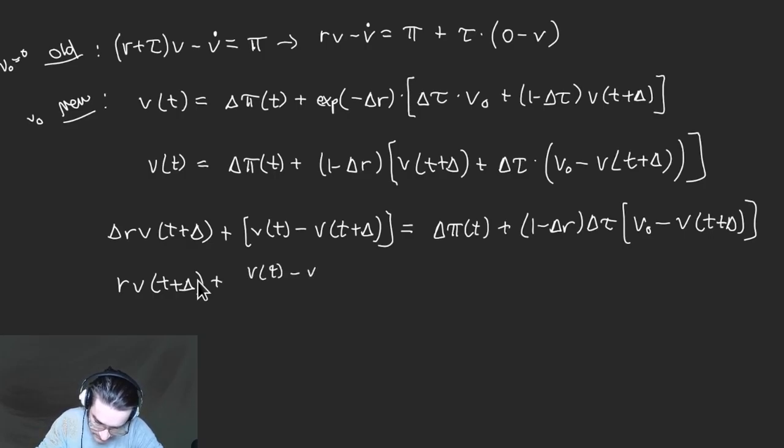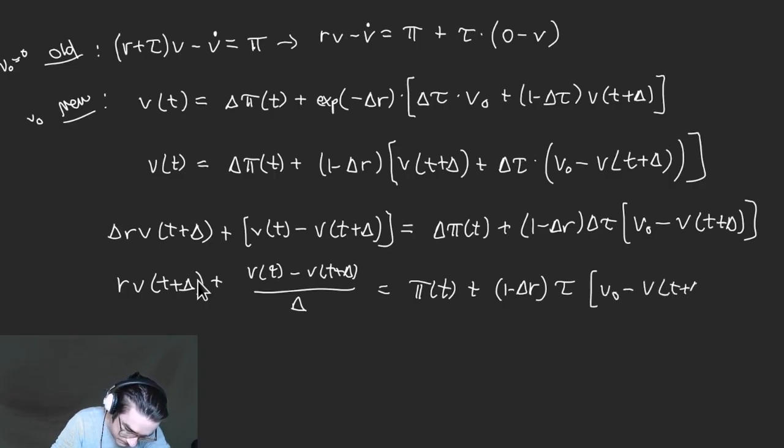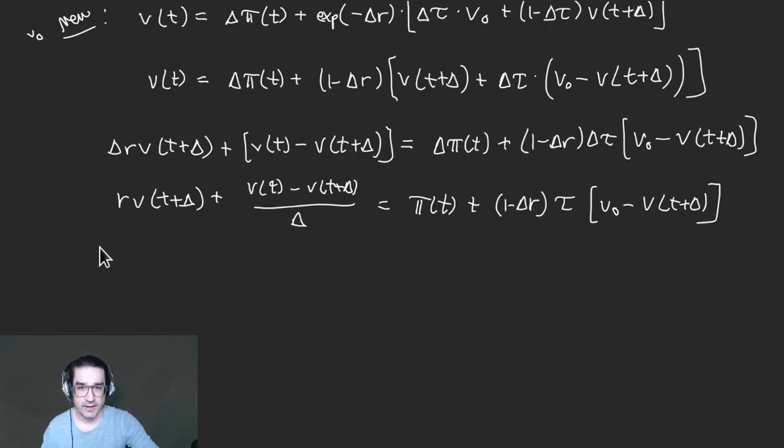When we divide by delta, we're going to get RV of t plus delta, plus this term, which is actually minus the derivative because the delta is on the right-hand side, but that's fine. Pi of t. Here we're going to get 1 minus delta r. That delta doesn't get canceled yet, but the delta will cancel there on tau. So we're still good, and then we have this value differential. We divided by delta, and now we just have to take a limit and hope for the best. It turns out that things work out.